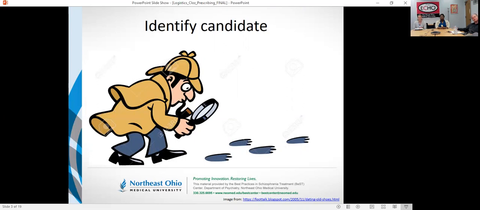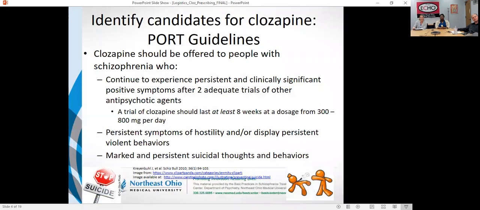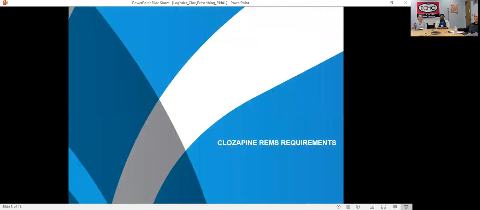So the logistics of clozapine prescribing. Once you've identified a candidate, clozapine candidates would be patients who have failed at least 2 adequate trials of antipsychotic medication, maybe patients that have persistent symptoms of hostility or violent behaviors, or marked and persistent suicidal thoughts and behaviors. So once we have those candidates, we're really going to focus on next steps.